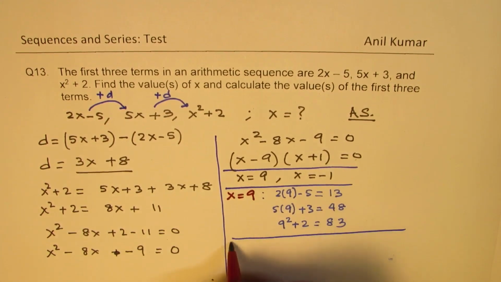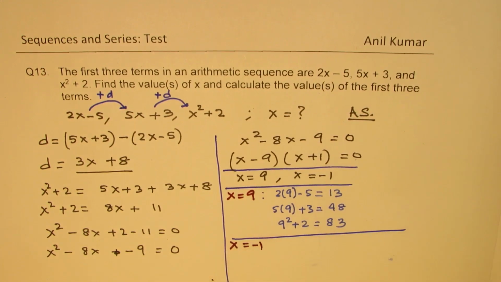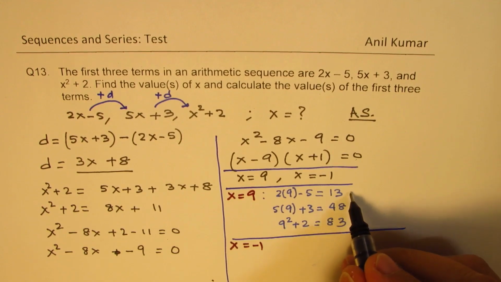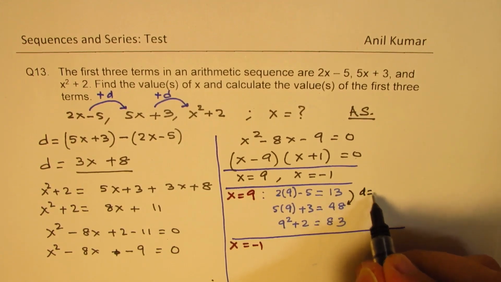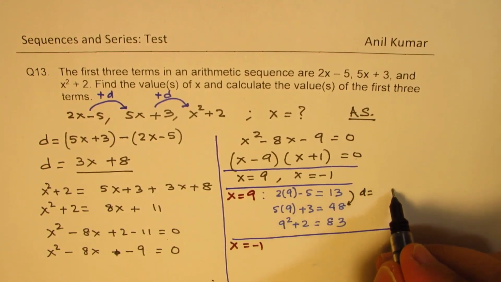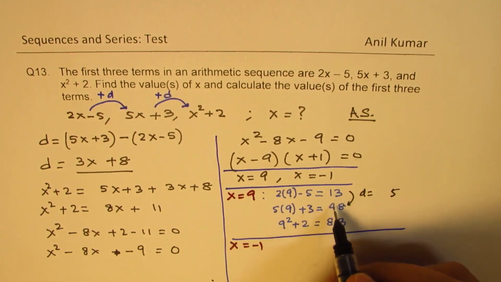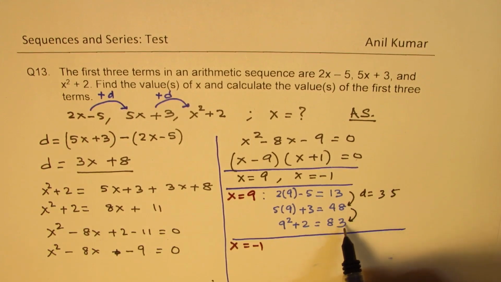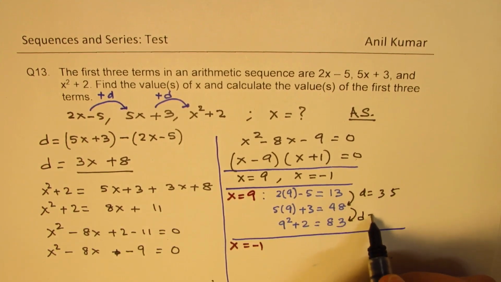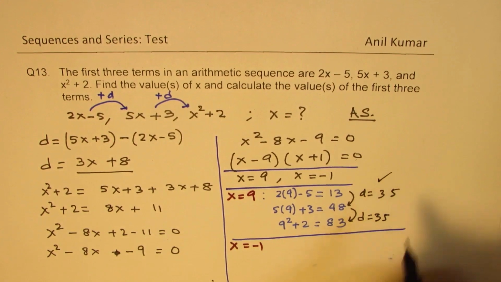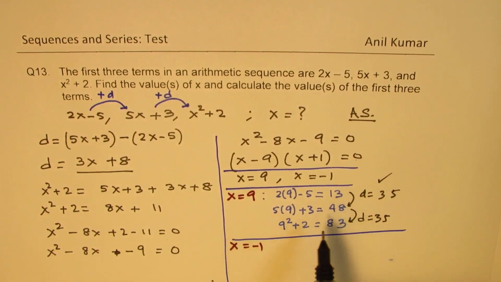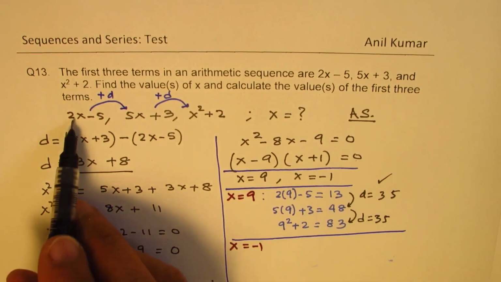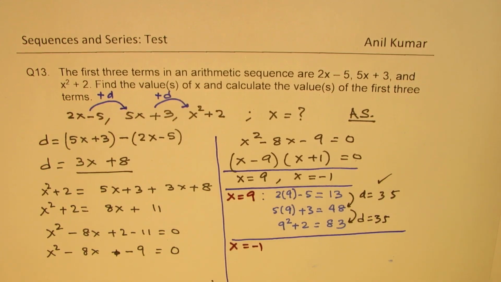You may have to check whether you have the constant d or not, right? So let's also calculate this value. What do we get? Difference d is equal to 48 minus 13, so 35, correct? And here also, if I check, d equals 35, so that works, correct? Okay. Now, for x equals minus 1, let's substitute minus 1 and get the three terms.